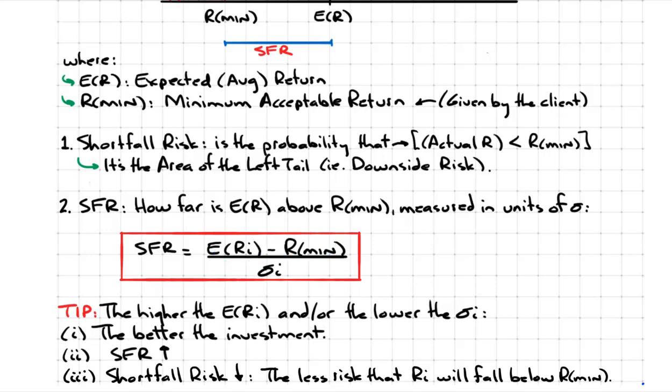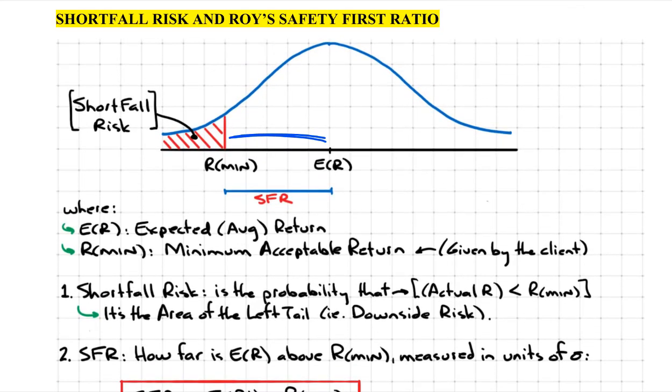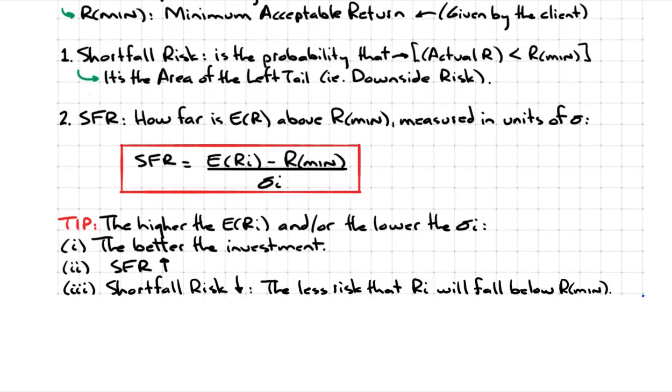Now, of course, the greater the gap between expected return and R min, the better the investment. In other words, if this gap is wide, then there's a lesser chance that the actual returns will fall below this minimum threshold. So let's have a look at the conditions more formally. Tip: the higher the expected return and or the lower the standard deviation. So here's what we're referring to. The higher the expected return or the lower the standard deviation, what's going to happen? So first of all, the safety first ratio will be higher. But what else does it imply?